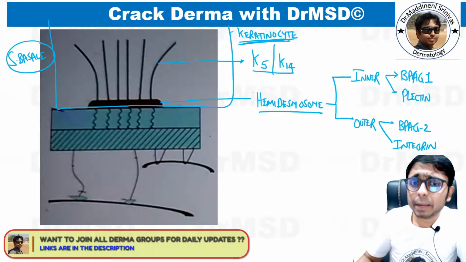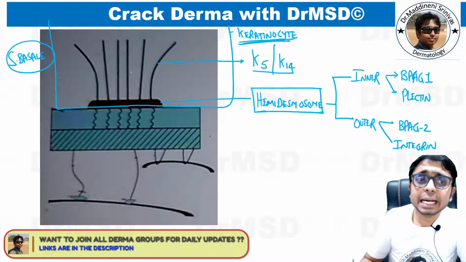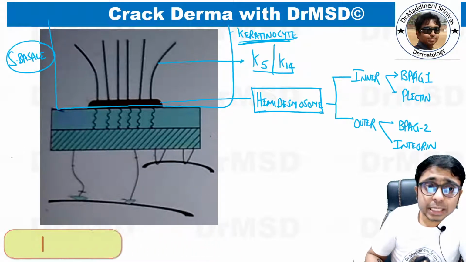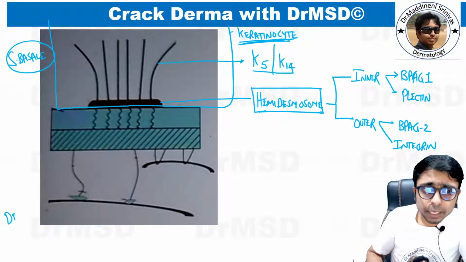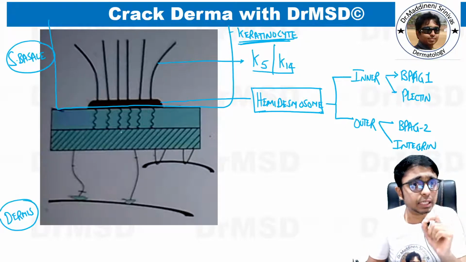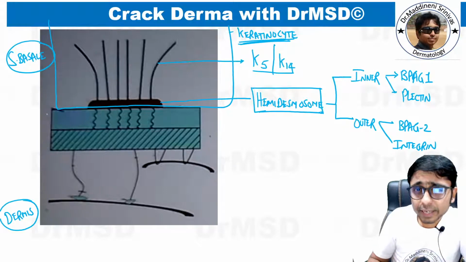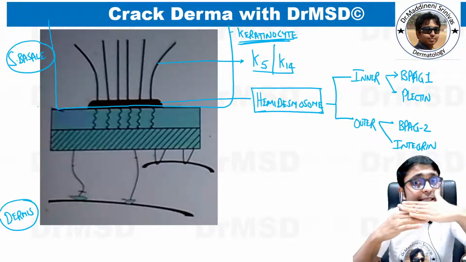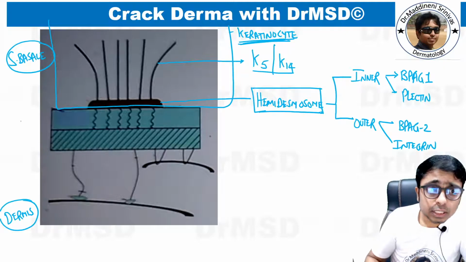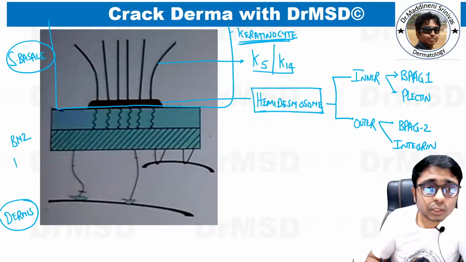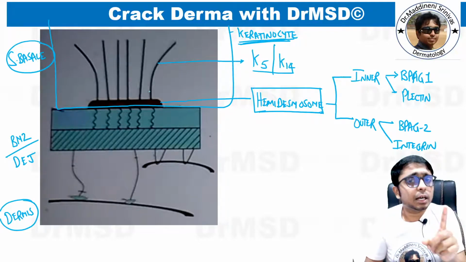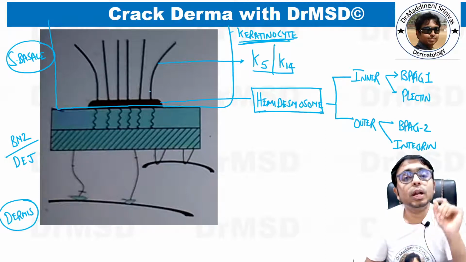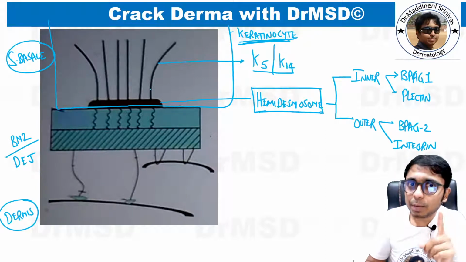So this is about the hemidesmosome, which helps in connecting the stratum basale to the underlying dermis. Below this we have the dermis, but please remember, the portion in between the epidermis and dermis is very crucial in connecting the epidermis with the dermis. This portion is called the basement membrane zone, or the dermoepidermal junction. So there are two names for this specialized zone.